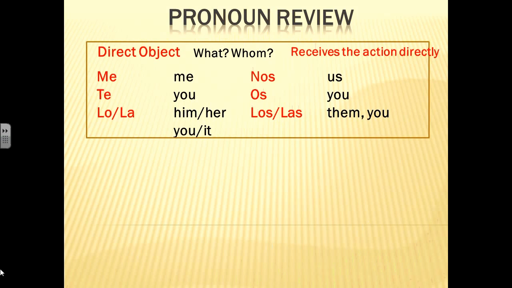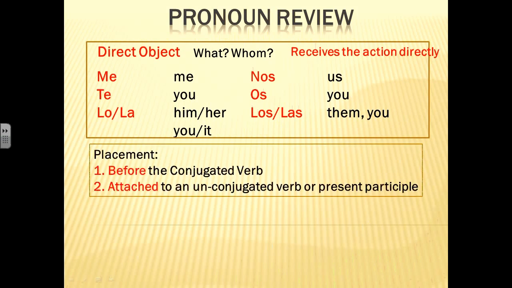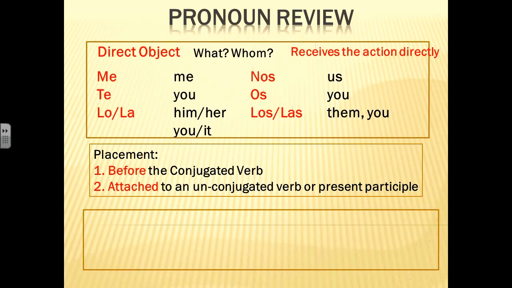After you figure out what the direct object is, where do you place it in the sentence? For all pronouns, they go before the conjugated verb or attached to an unconjugated verb or present participle. You should have the note-taking sheet out and fill these in as we go along. I'm going to give you some examples.